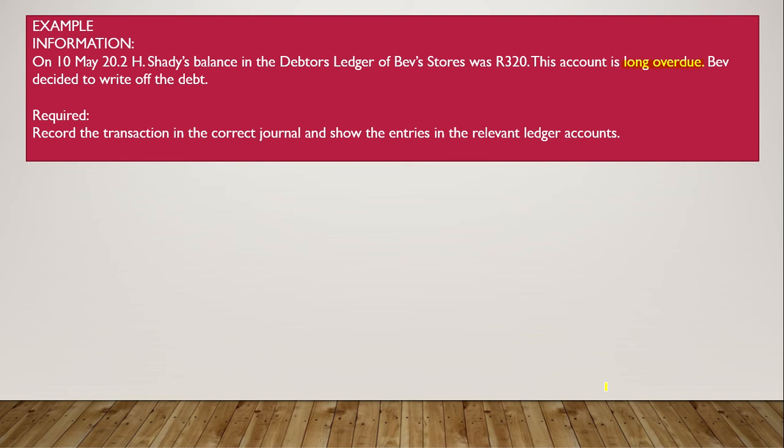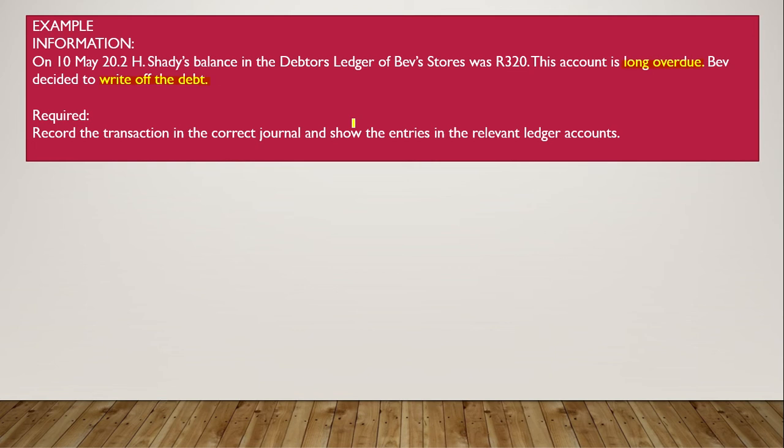Now, since it is long overdue, guys, it means that this amount must be written off. What does write off mean? It means that it'll result in bad debts. And what did I say bad debts is? It is an expense. Expenses increase on which side? On the debit side. And remember, guys, according to the double entry principle, for each debit entry there should be a credit entry.